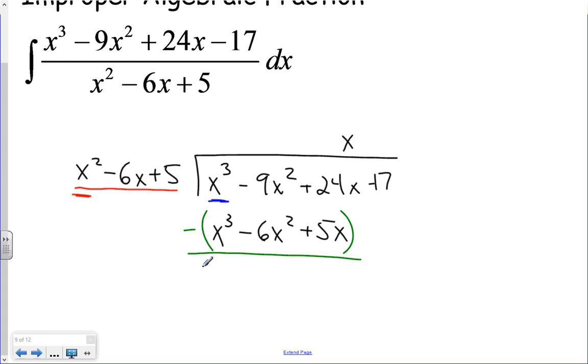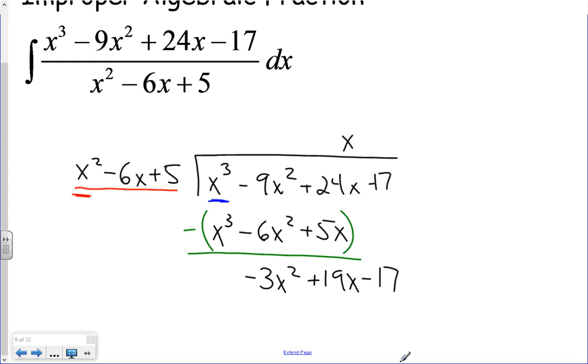So we've done it. Now I've got a negative 9x squared, and I'm subtracting a negative 6x squared, so that means I'm adding that on. So that'll give me a negative 3x squared. Then I've got 24x minus the 5x. 24 minus 5 is 19x, positive 19x. And then finally I've got this minus 17, and there's no constant here, so it's just a minus 17.